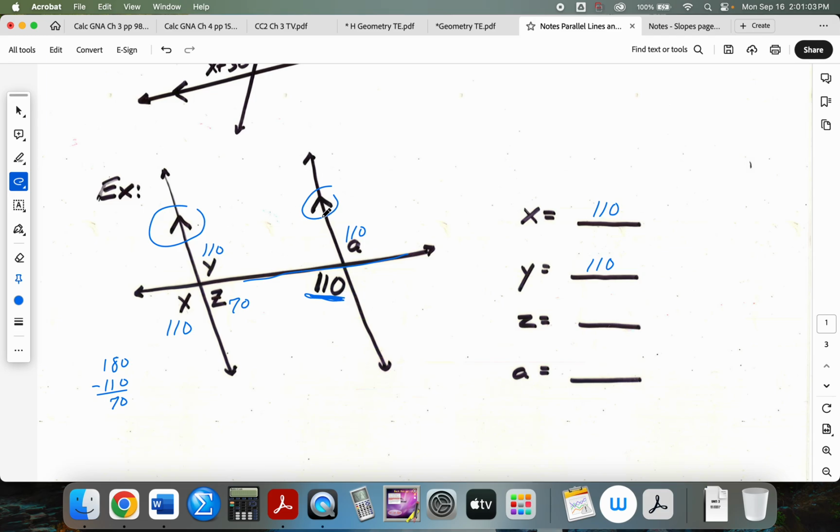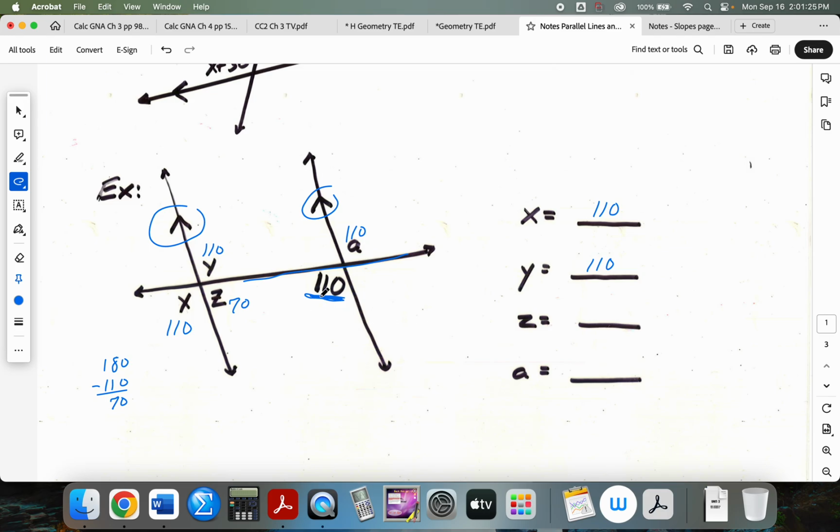When the lines are parallel, it turns out the alternate interior angles are congruent. What kind of angles are A and X? Very good. They're alternate exterior angles. When the lines are parallel, it turns out the alternate exterior angles are congruent.